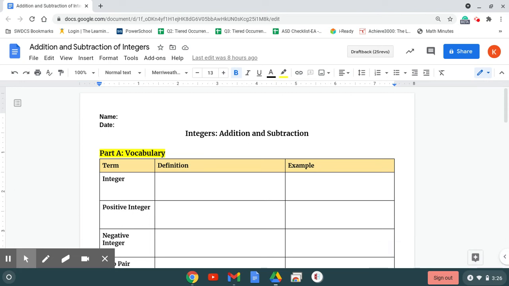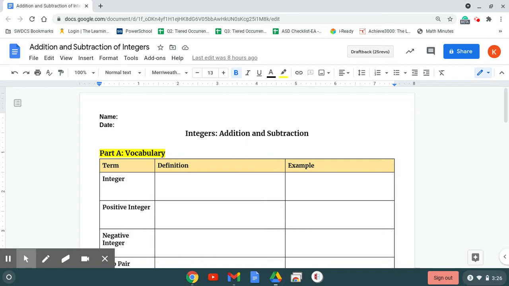Hi guys, today we are going to talk about integers. So we talked about them a bit last week. Last week we talked more about number lines, placing integers on a number line, ordering integers from least to greatest, absolute value, and knowing greater than or less than. And that's going to bring us into this week's lesson, which is addition and subtraction of integers.